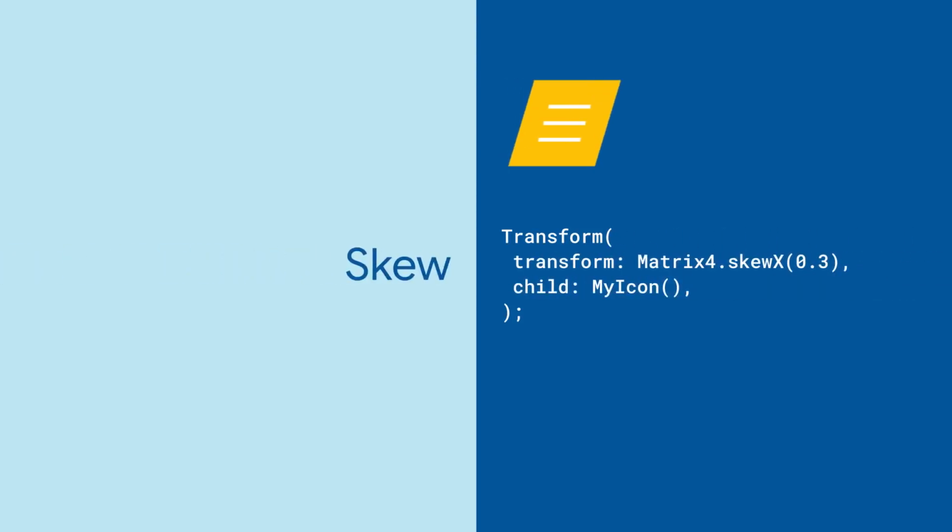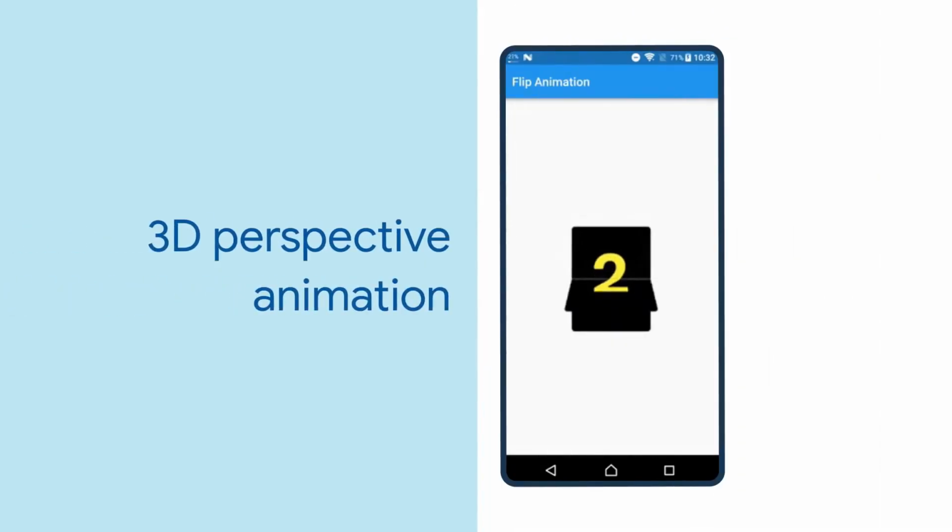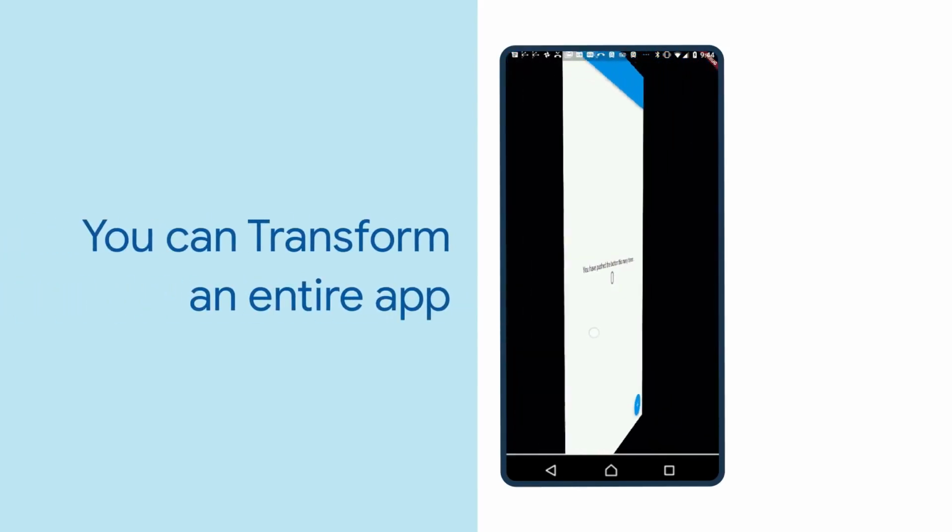Here is a skew transform. Here's a matrix for doing 3D perspective. Perspective works particularly well in animations. Here's another example of perspective, but applied to an entire app.